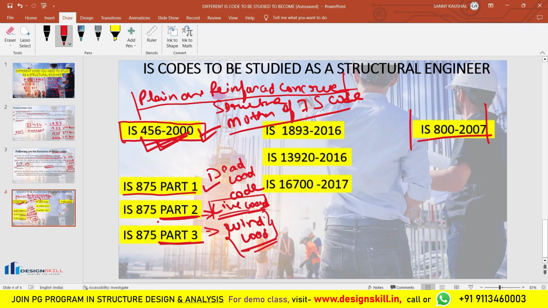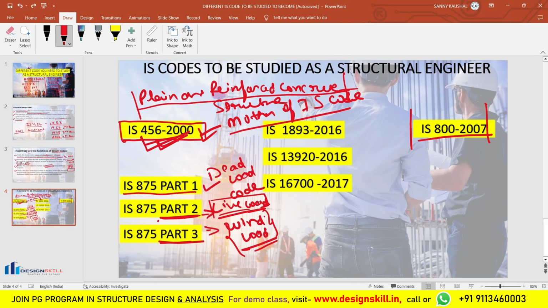So the gust factor and all will come under IS 875 Part 3 only. You will find all the related calculations of wind in Part 3, like K1, K2, K3, and all the important terminology and important things. So if you want to calculate the wind load, then you have to look at Part 3.